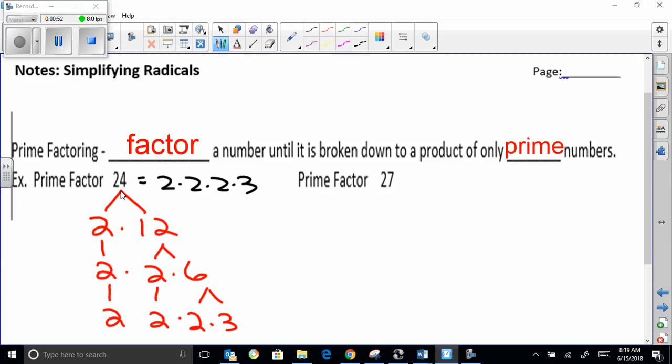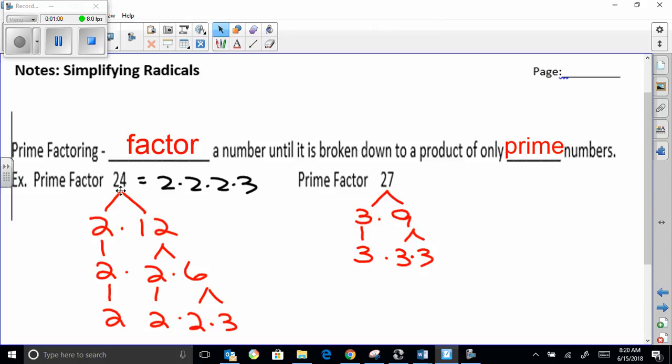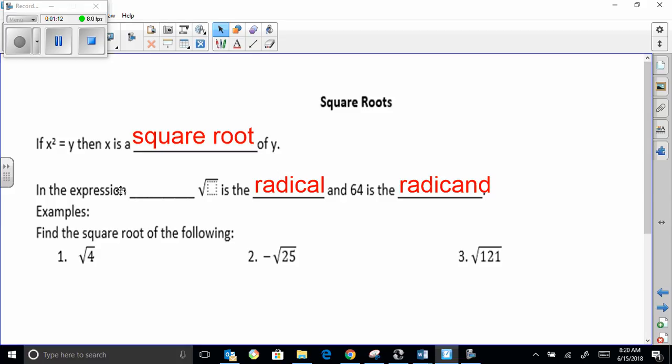For 27, I'm going to start out with two numbers that multiply together to be 27. 3 is prime, 9 is not. So you continue the prime factorization tree until you get nothing but prime numbers. 3 times 3 is 9, 9 times 3 is 27. We want to do that because we're trying to find square roots today.